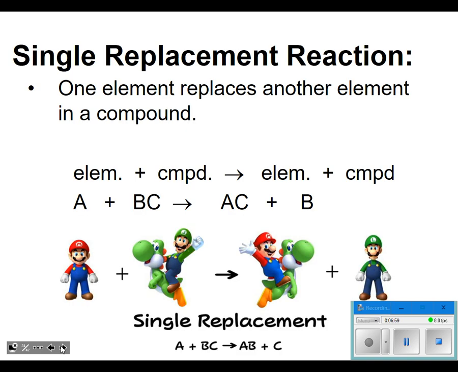Okay, single replacement reactions. We have one element replaces another element in a compound. This would kind of be like the couple that's dancing, and a guy comes and cuts in and dances off with the girl, and the other guy's by himself. So we have an element and a compound, and then we're going to have an element and a compound. They can be in any order. It could be the compound and the element and then the compound and the element, but you have a single element and some sort of compound as reactants, and a single element and some sort of compound as products.